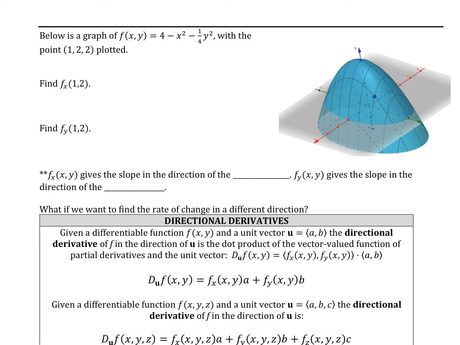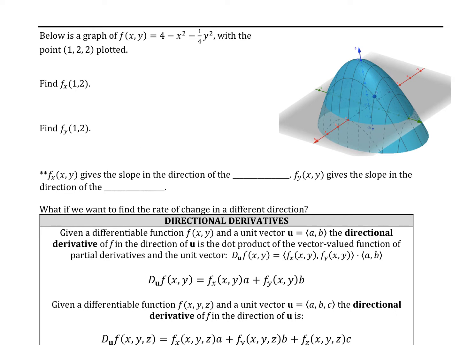Okay, today we are going to talk about directional derivatives and the gradient. So below we can see a graph of f of x y equals 4 minus x squared minus 1/4 y squared with the point (1, 2, 2) plotted. So you can see that point here, the (1, 2, 2).